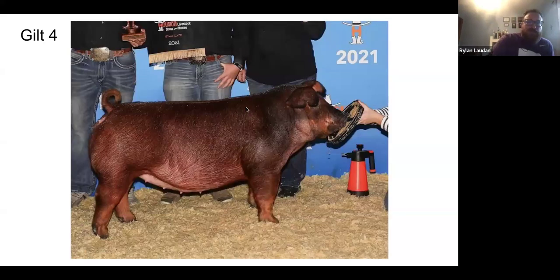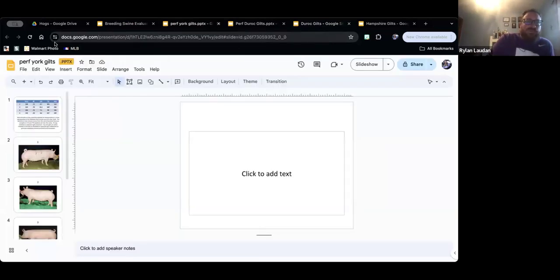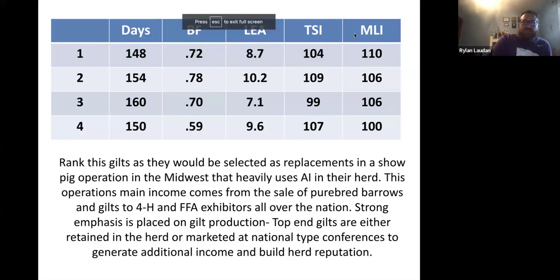Okay, exit out of that one. Okay. We are gonna look at this one. So we got some Yorkshire Gilts. All right. And these are what we consider performance Yorkshire Gilts. So when I say performance, what that means is this.